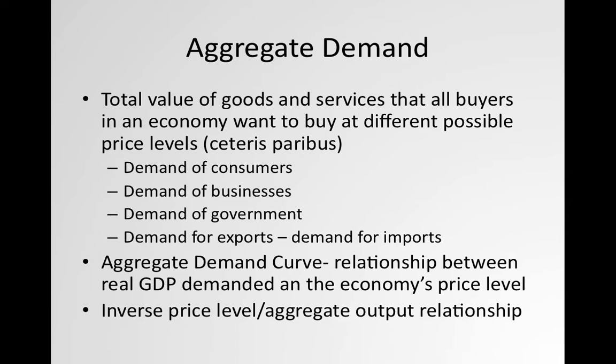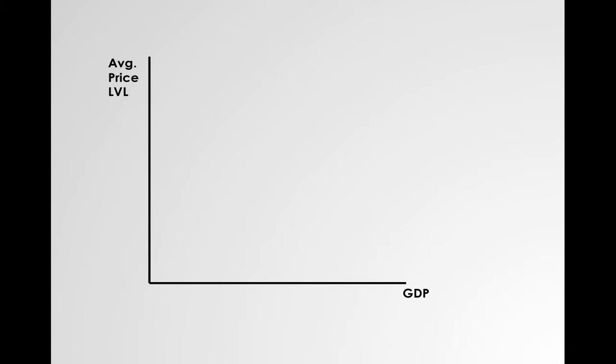Much in the same way that regular microeconomic demand is downward sloping, showing an inverse relationship between price and quantity, aggregate demand is the same way. So let's go ahead and take a look and see what it looks like.